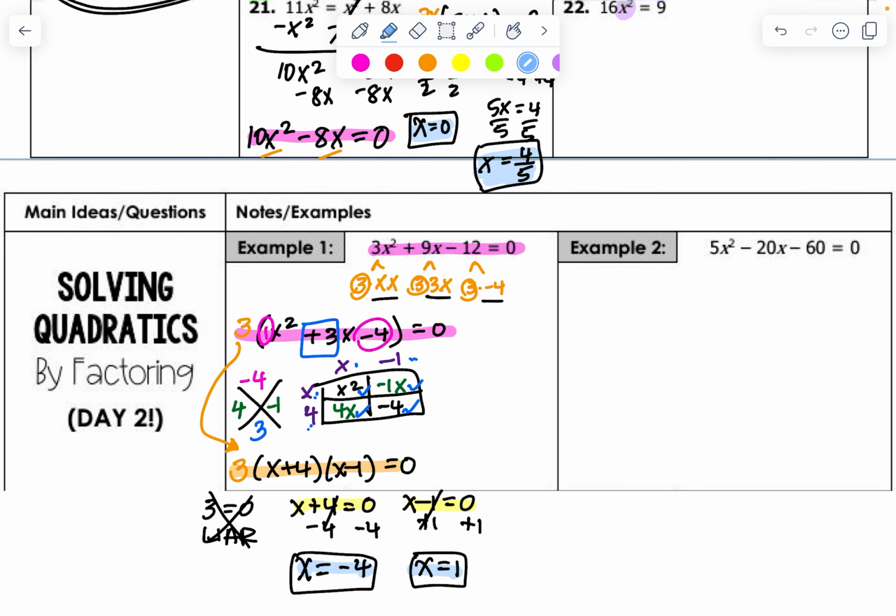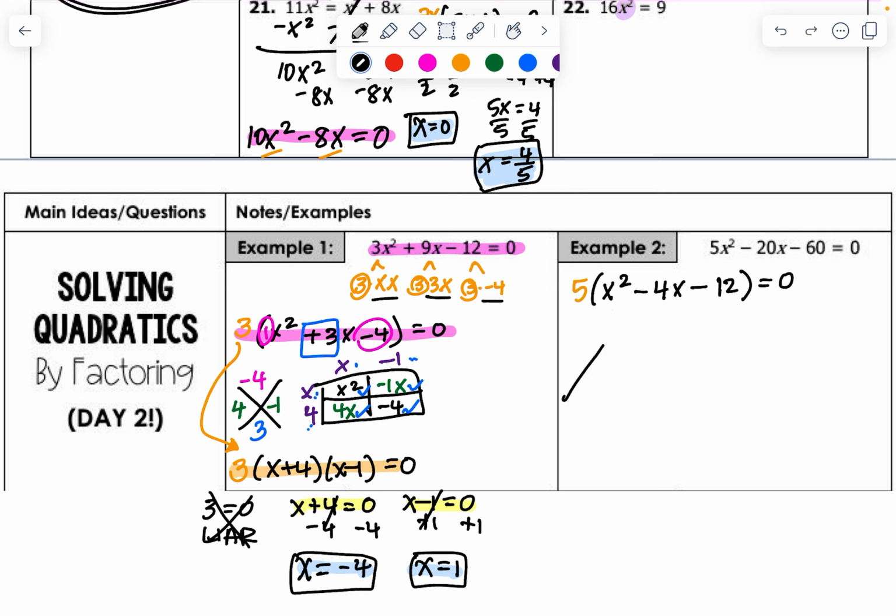5x squared minus 20x minus 60. There is a greatest common factor here of 5. So let's make sure we immediately take out the 5. That's going to leave x squared minus 4x. 60 divided by 5 is 12. And then I'm going to need to factor this guy within. So this is like factoring inception. It's like factoring within factoring, even though the only thing I've just done right now is the greatest common factor.